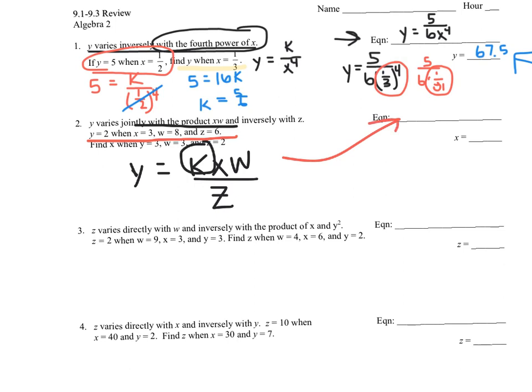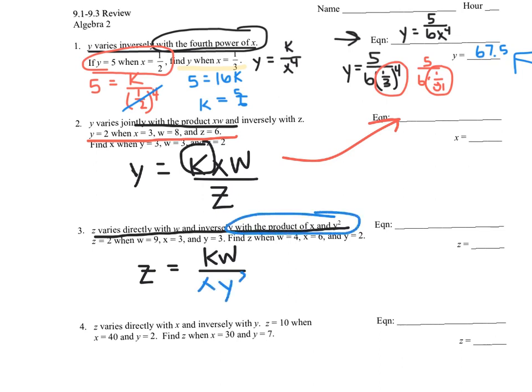Okay, second one, z varies directly with w and inversely with the product of x and y squared. So z varies directly with w, so k w, and inversely, because this would have to go in the denominator, of x y squared. So again, you're going to want to solve for k by plugging in this and writing it right here.